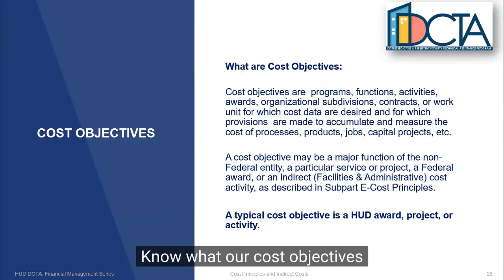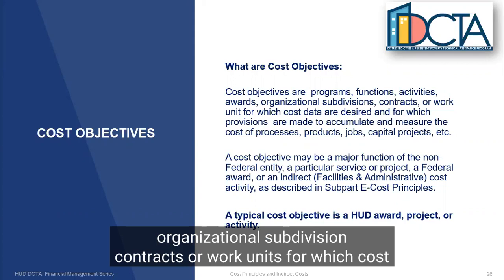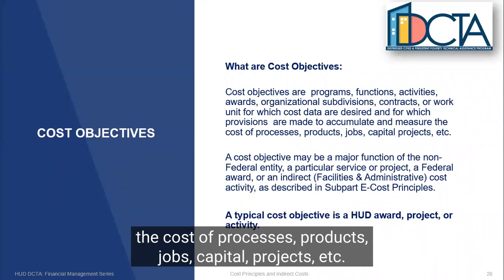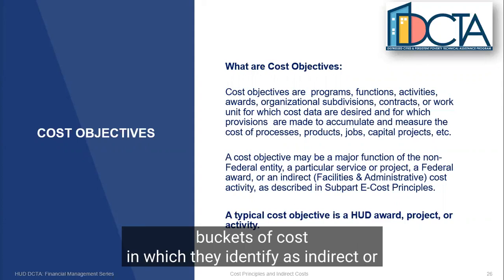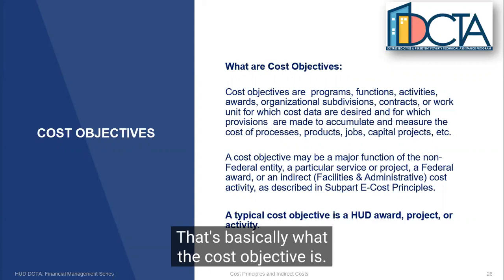Now, what are cost objectives? Cost objectives are programs, functions, activities, awards, organizational subdivisions, contracts, or work units for which cost data are desired and for which provisions are made to accumulate and measure the cost of processes, products, jobs, capital projects, etc. So basically, cost objectives are just buckets of costs, identified as indirect or direct, and they identify where those costs are attributable to. That's basically what a cost objective is.